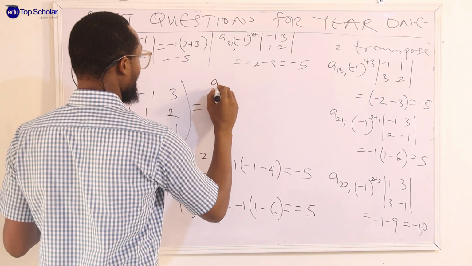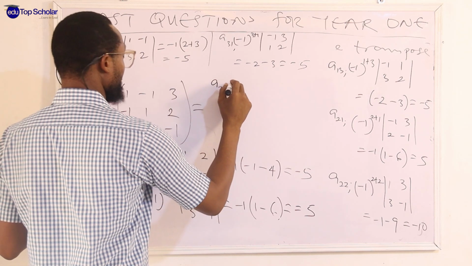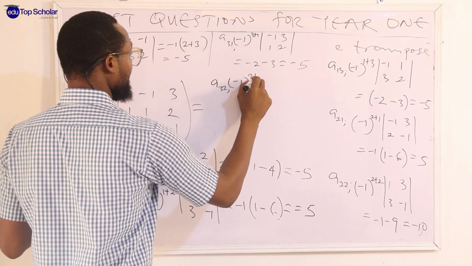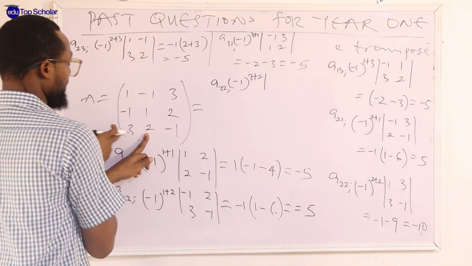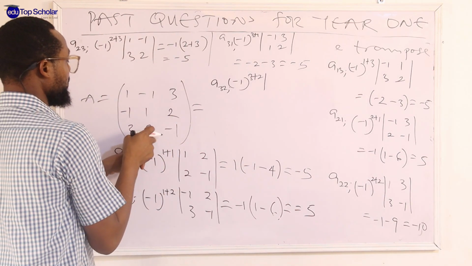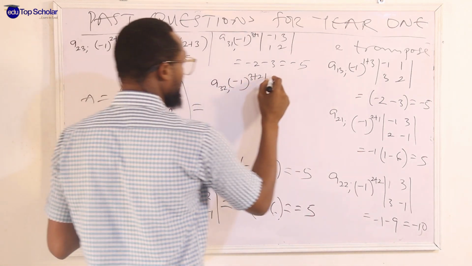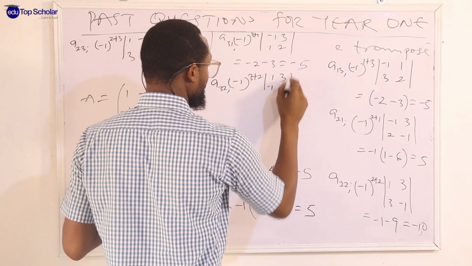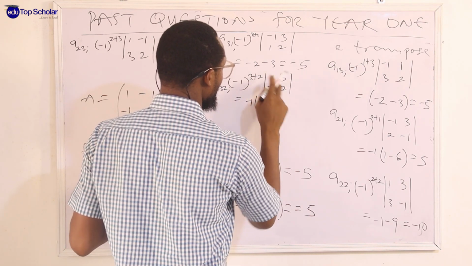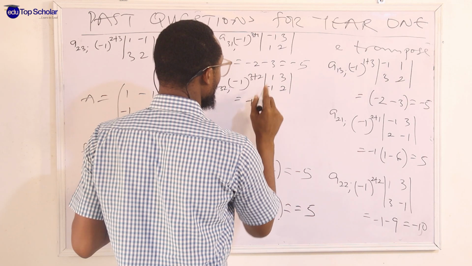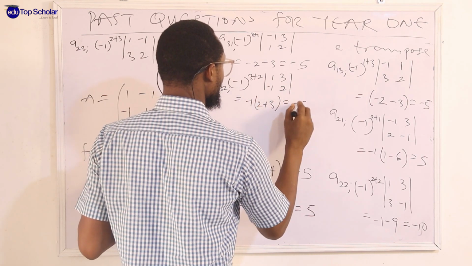For A32, we have minus 1 raised to power 3 plus 2 multiplied by, if this is A32, we delete the ones on the column, we are left with the 2 by 2 matrix 1, 3, minus 1, 2. And this one will give us minus 1 into 2 plus 3, 5. By this we have minus 5.